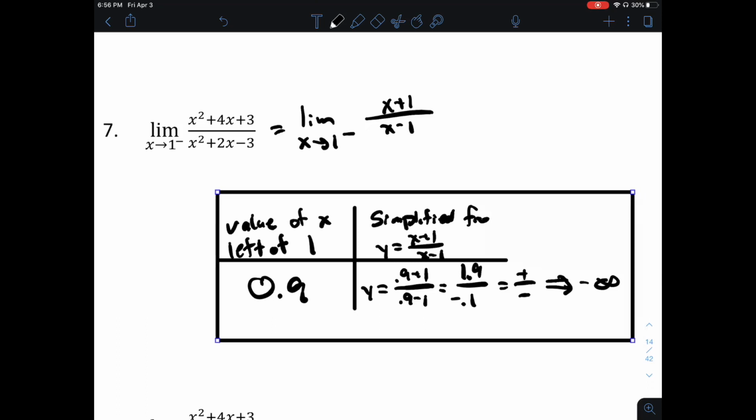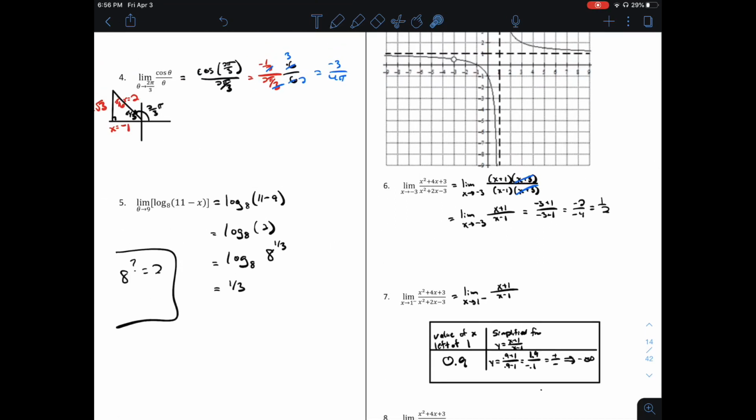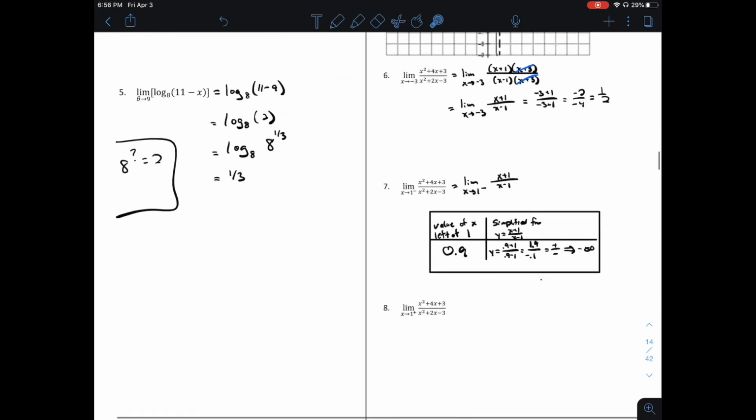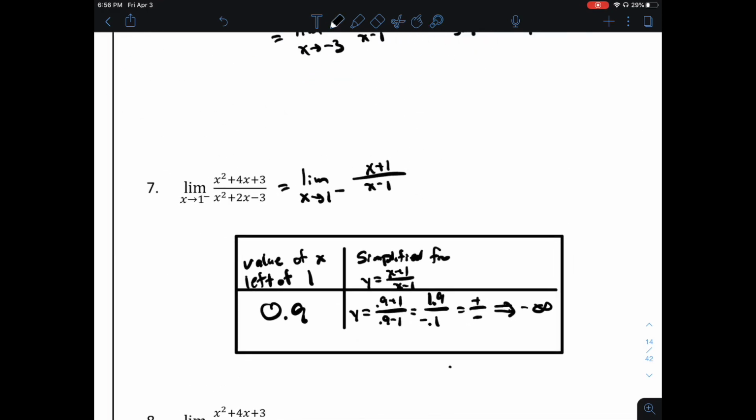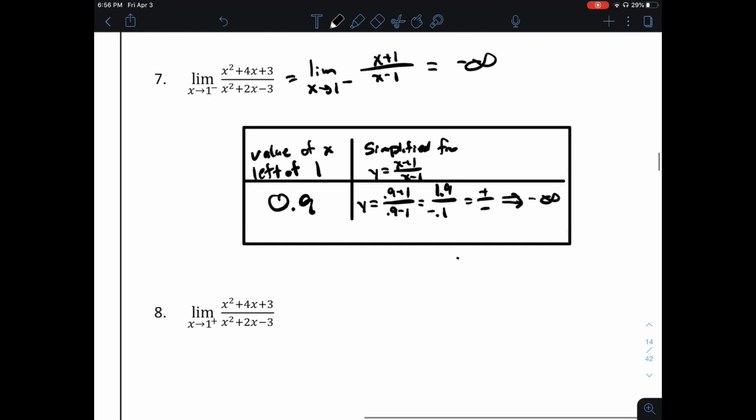If you look at your graph, we can see that that's what's happening. As we approach 1 from the left, the graph is going down, down, down to Chinatown. So we would say the answer to this is negative infinity. Does the limit exist? No, it's not a number.